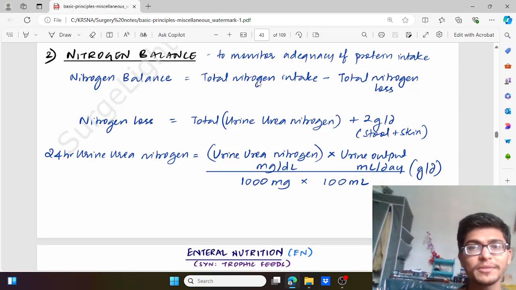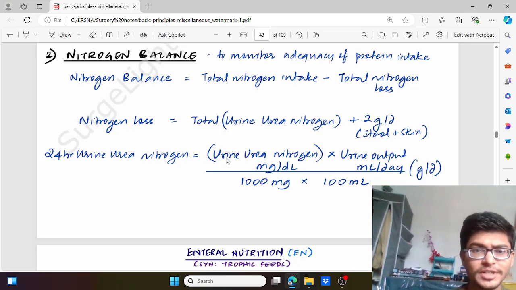It is helpful to monitor the adequacy of protein intake. Nitrogen balance is the total nitrogen intake minus total nitrogen loss. Nitrogen loss is equal to total urine urea nitrogen plus 2 grams per day in stool and skin. How do we calculate the 24-hour urinary urea nitrogen? Urea nitrogen in mg per dl times urine output in ml per day, divided by 1000 mg and 100 ml, so its value will be in grams per day.